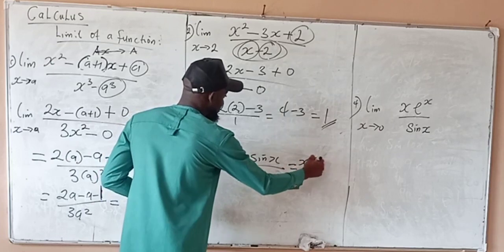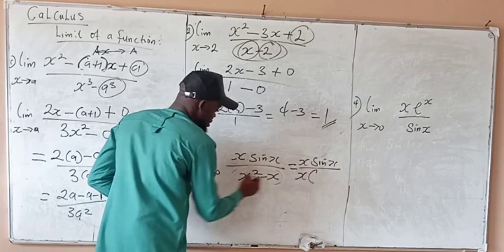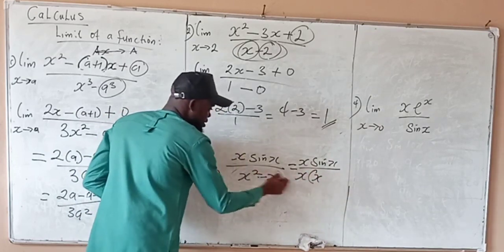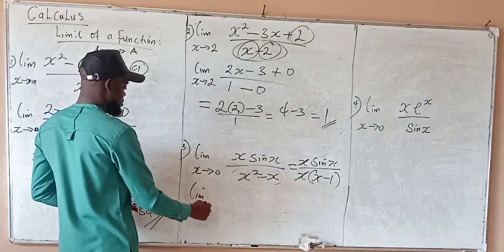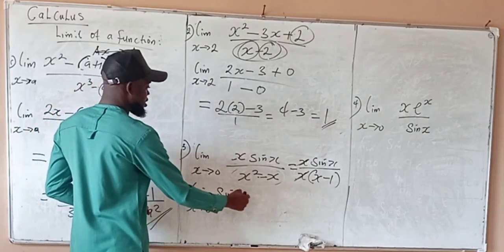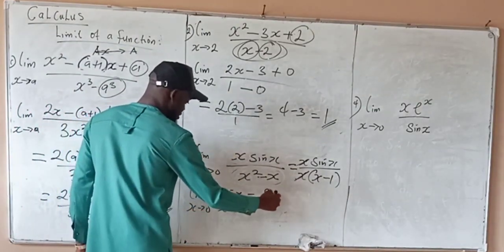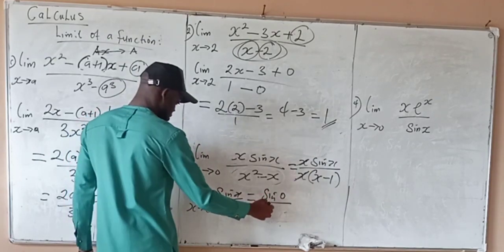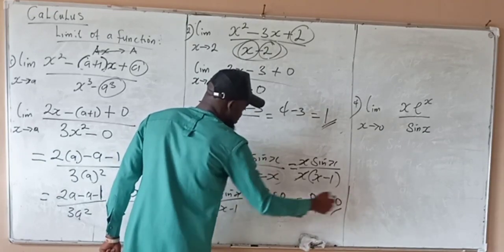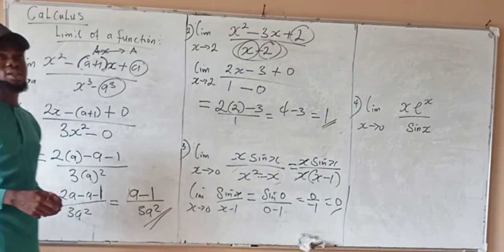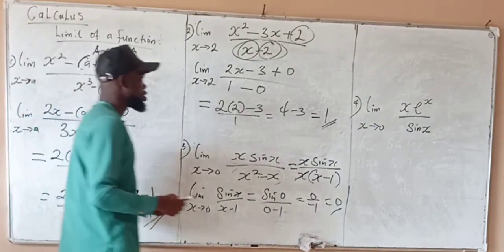So like this, x sin x over, look at it, x is common. Bring out 1x. How many x will be here? Just 1. Bring out this x, only 1 will be here. So this one will cancel this. So the question will be reduced to the limit as x approaches 0 of just sin x over x minus 1. So you can see x now goes to 0. So we are going to have sin 0 over 0 minus 1. That will be 0 over minus 1. That's 0. 0 divided by any number is equal to 0. Take note of that.